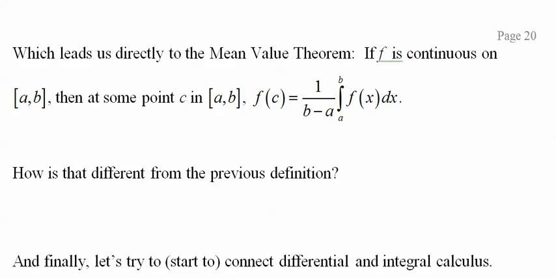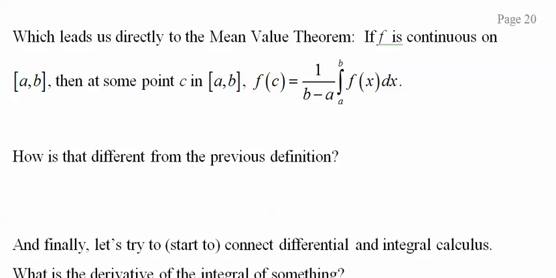So this is the mean value theorem. If f is continuous, then at some point c, oh, that's what I just said. At some point, we can find the average. So this one's talking about, hey, we find the average, and we find a point where that average exists.